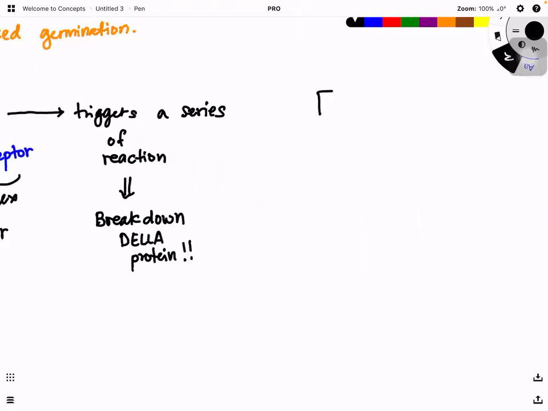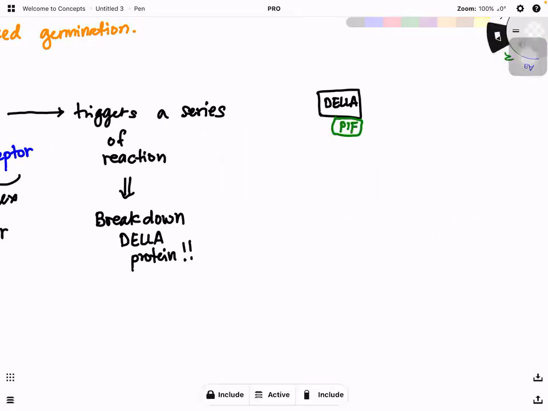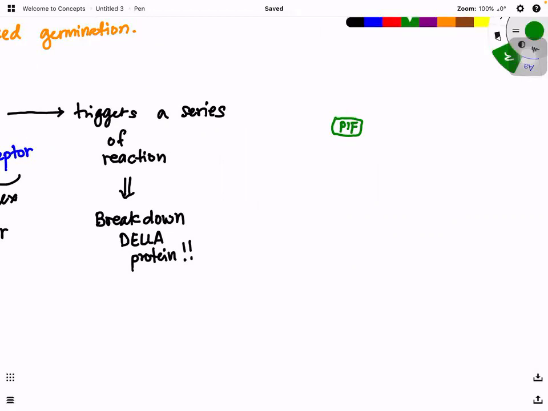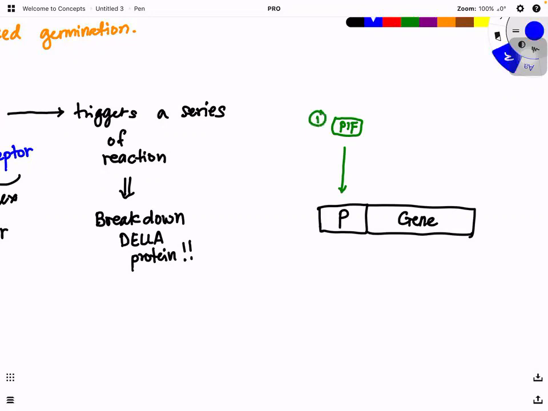So initially here the DELLA protein is bound to the PIF, correct or not? Just now. But now we have broken down the DELLA protein already. So that means PIF is now free. So PIF now can bind to the promoter. This is a gene, a structural gene. So when PIF can bind to the promoter, therefore RNA polymerase can bind.